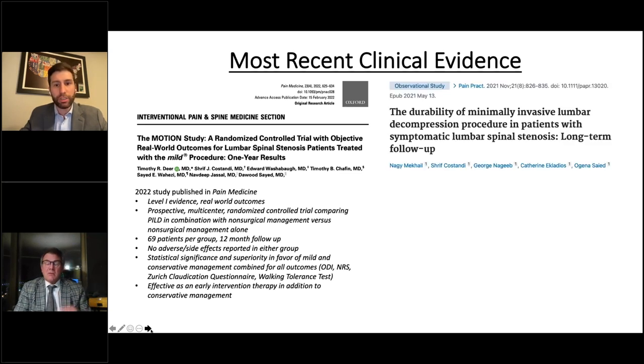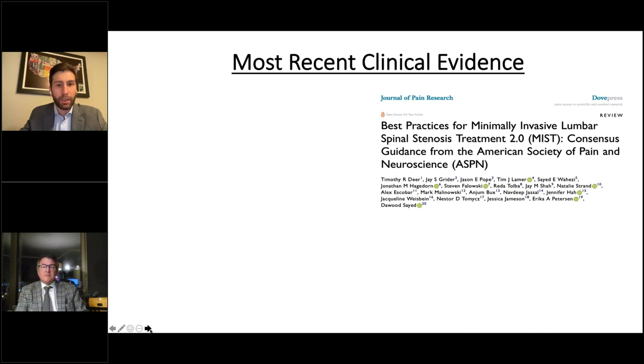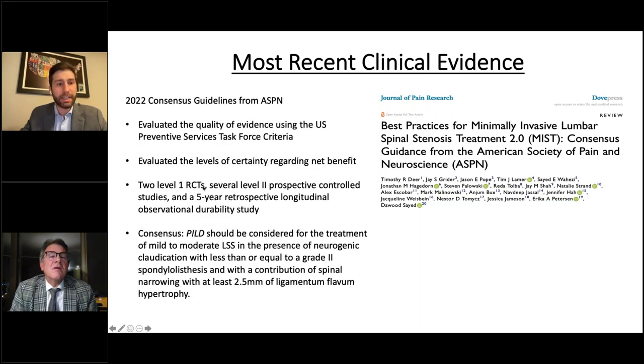Looking at another study published in 2021 in Pain Practice, it also suggests similar results, that this offers durable relief up to 5 years, and it may even avoid lumbar spinal decompression surgery. We also have the best practice guidelines, the MIST guidelines, by the American Society of Pain and Neuroscience. This was a consensus guideline published in 2022 that evaluated the quality of evidence. And then we have two level one randomized controlled clinical trials with several level two prospective controlled studies.